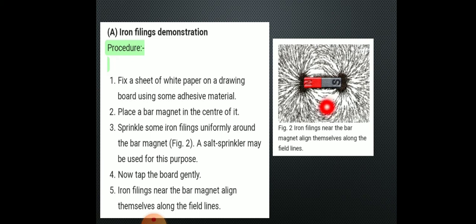You can see it in the figure, how the iron filings are arranged in a pattern. So you can see these field lines, imaginary curved lines. Here you can see that at the poles of a magnet the magnetic field is stronger, due to which more iron filings are attracted at the poles. That means the magnetic effect is more near the poles.